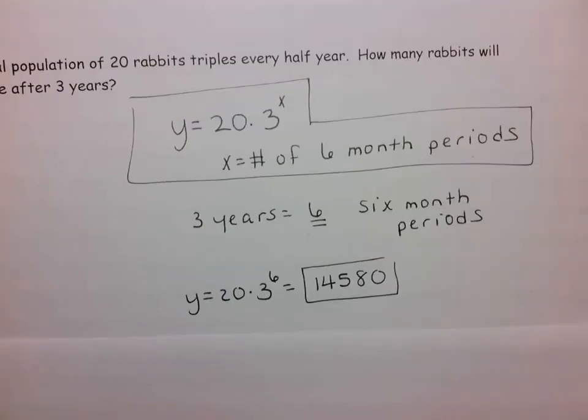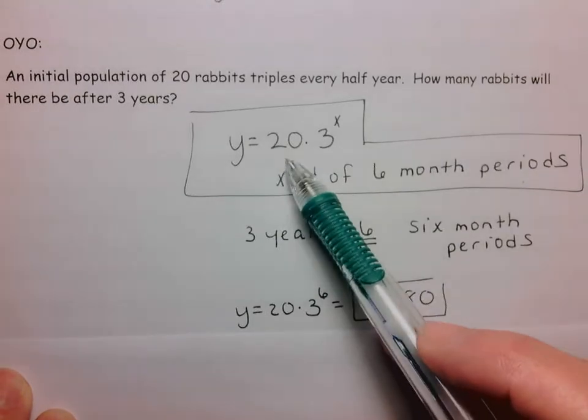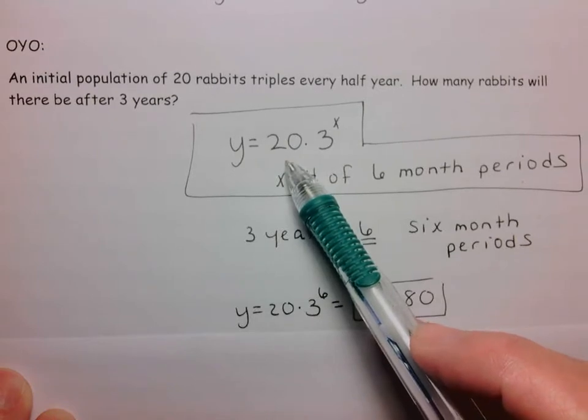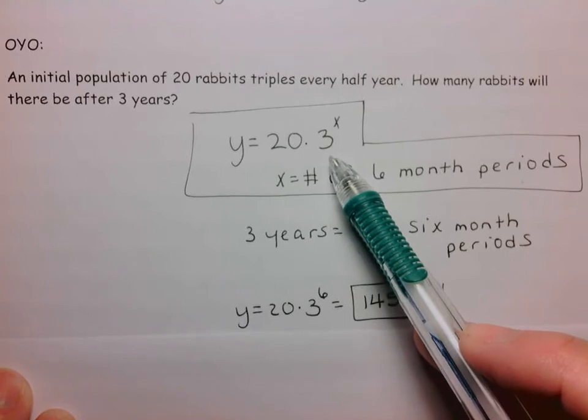And here's the answer. What am I doing to this initial population of rabbits? My initial population is 20, and every 6 months, I'm tripling the population.